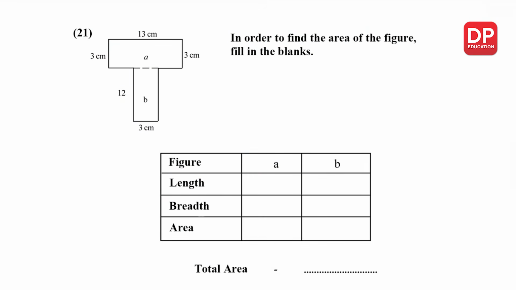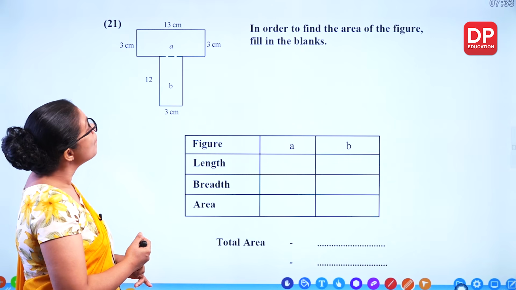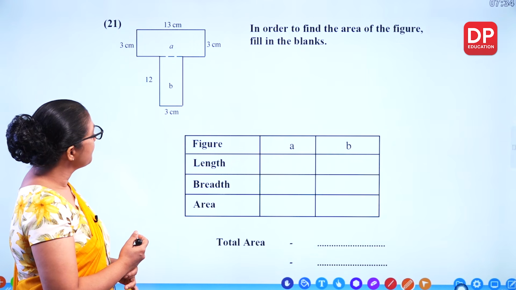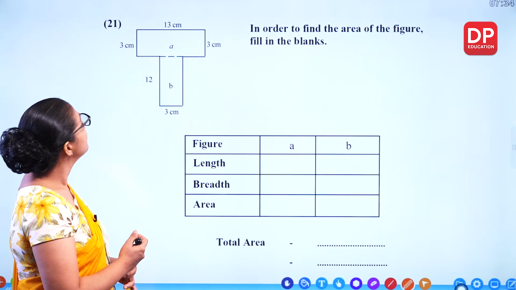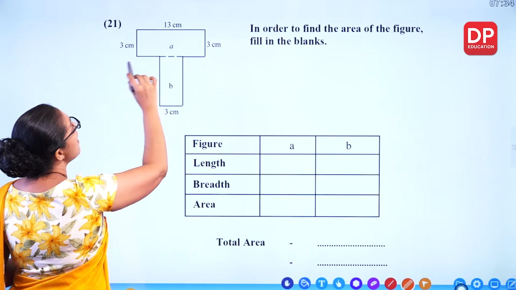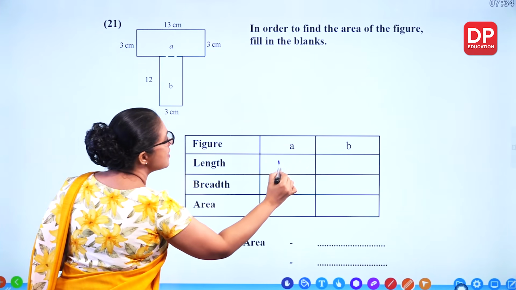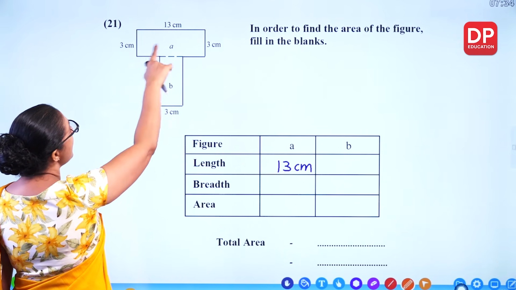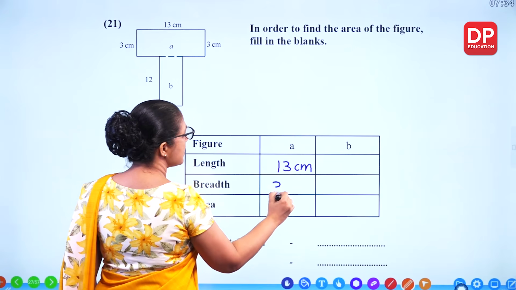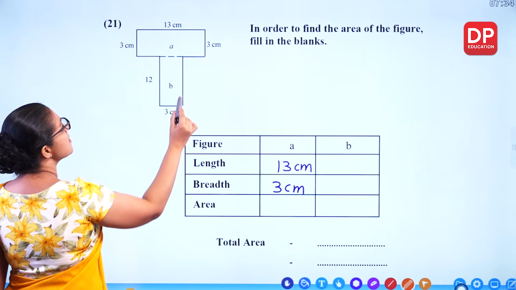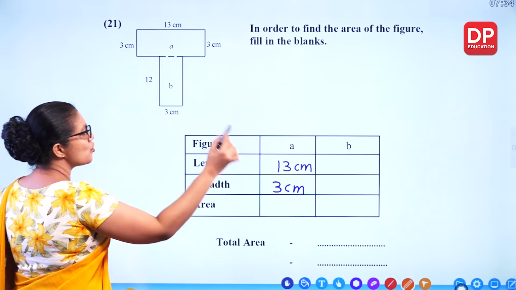Look at this composite figure. In order to find the area of the figure, fill in the blank. So you are asked to fill in this blank. Length. When you take area A, what's the length there? It says 13 centimeters. What's the breadth of this A area? 3 centimeters here. When you take B, that means this one. What's the length here? 12.